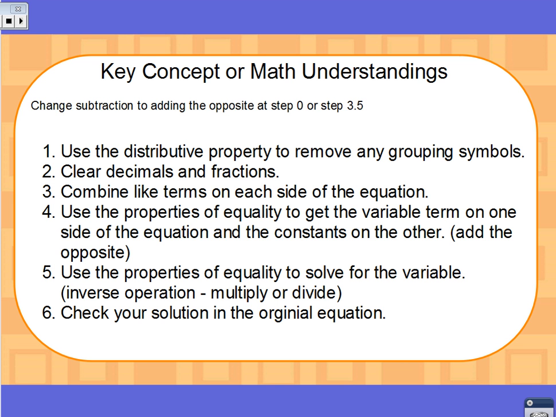You always should be checking your solution in the original equation, even if we don't take time to do it together in class. TTFN.